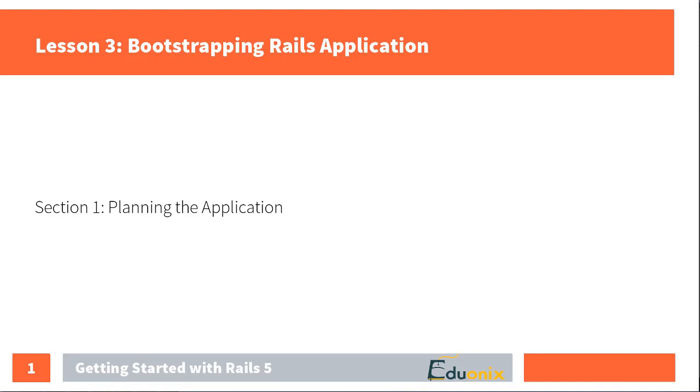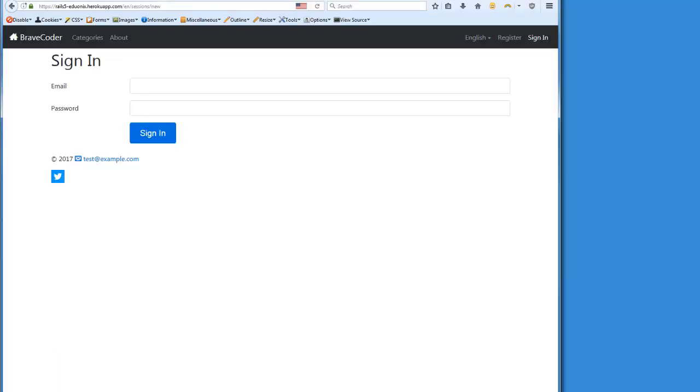My name is Ilya and in this section I will quickly guide you through the final version of an application that we are going to develop throughout this course. The final version of this application can be found at rails5eduonix.herokuapp.com. This application basically keeps track of different events like, for example, meetings or conferences or maybe exhibitions that the users can enroll for.